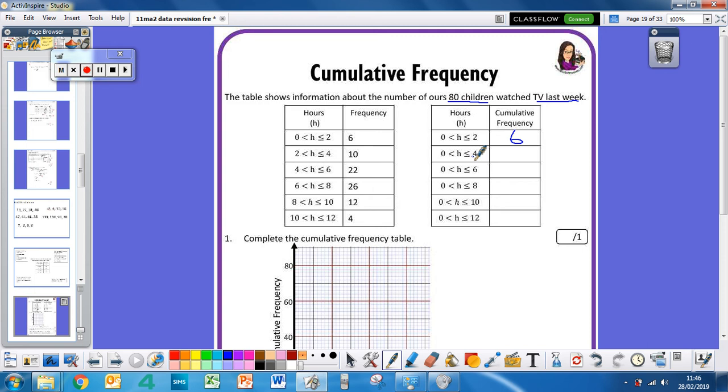But 0 to 4 is all the way from 0 to 2 and the 2 to 4. It's these here. It's the 6 and the 10 is 16. This says all the way through to 6. So the 6 and the 10 and the 22. The next group includes this next 26. The next group includes the 12 as well. And then the final 4 come into this group that goes all the way from 0 to 12.